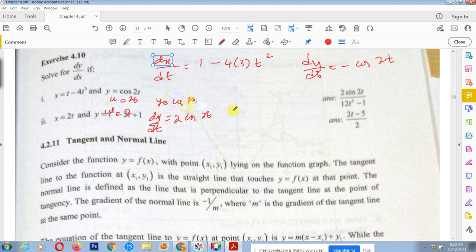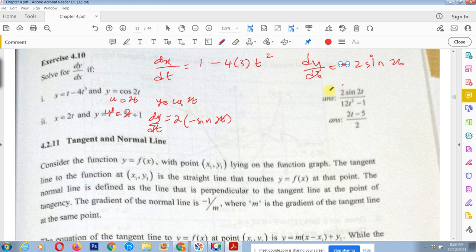Yeah, differentiate this, so we get negative sine. So we get negative sine 2t. So I made a mistake here. So dy dt we have negative 2 sine 2t. Alright.